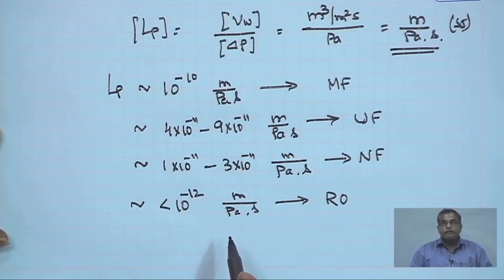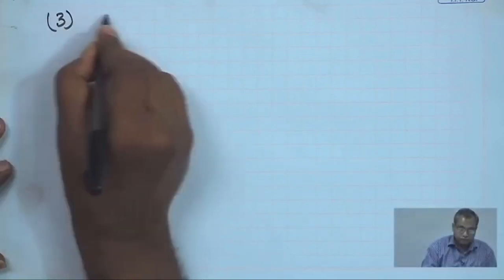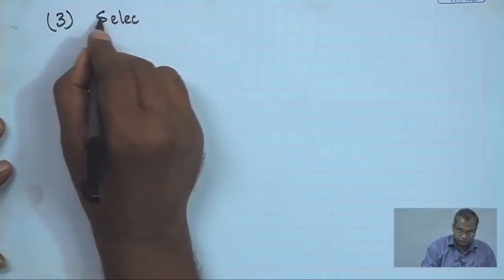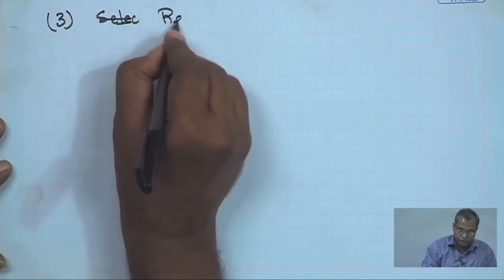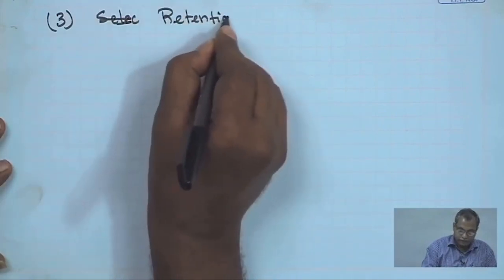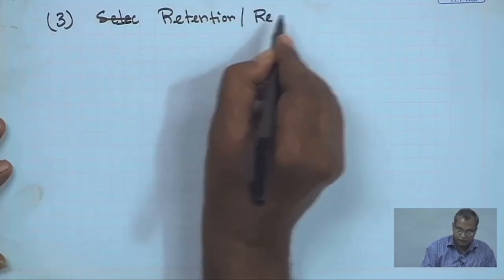So, permeability is very, very important. It is a really important parameter for modeling the system and identifying the membrane, and this can be measured quite easily by conducting an independent experiment, as we have discussed earlier. Okay. The next important parameter is selectivity or retention. Retention or rejection, sometimes it is called solute rejection or solute retention.